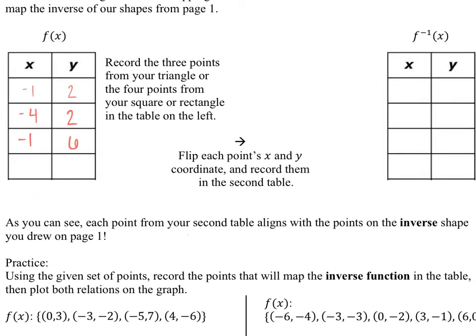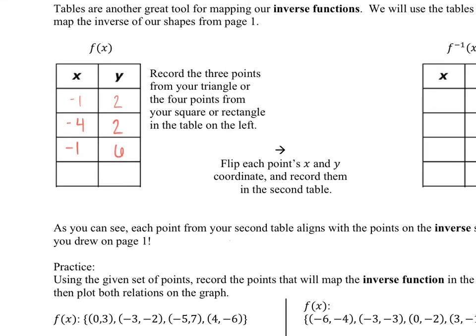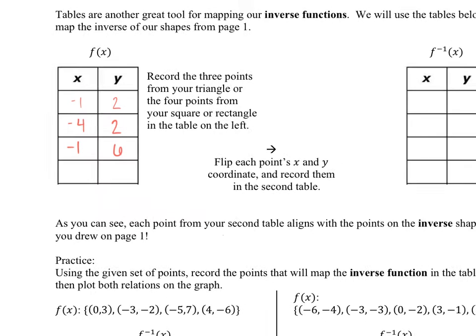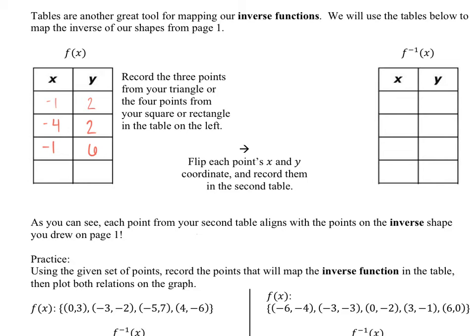And now what I want you to do is flip each point's x and y coordinate and record them over here. So what I mean by that is we've got point number 1, which is the point -1, 2. So when I put it over here in the f inverse of x table, I'm just going to flip the coordinates. So then instead of it being -1, 2, it's going to be 2, -1. I'm going to do the same with the other 2 points as well. And you should be doing this with your points because your points may be different than mine.